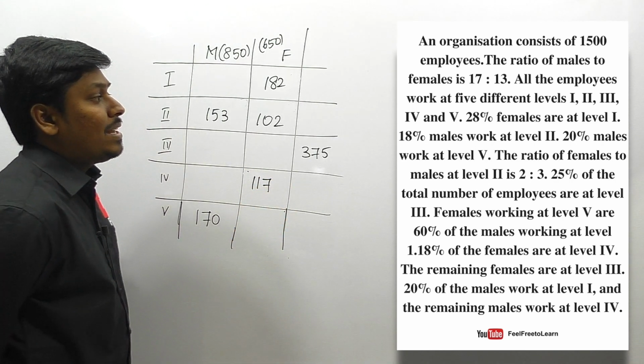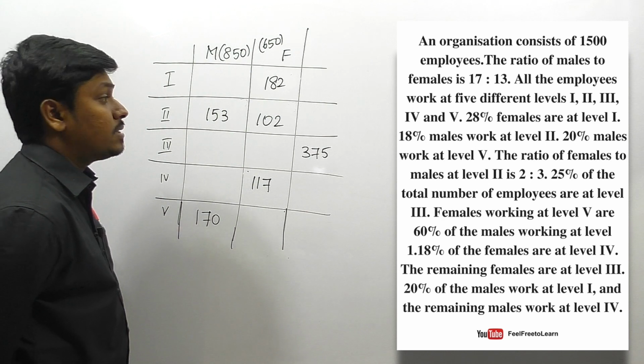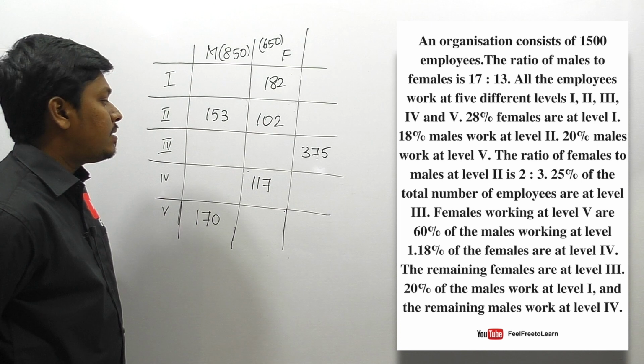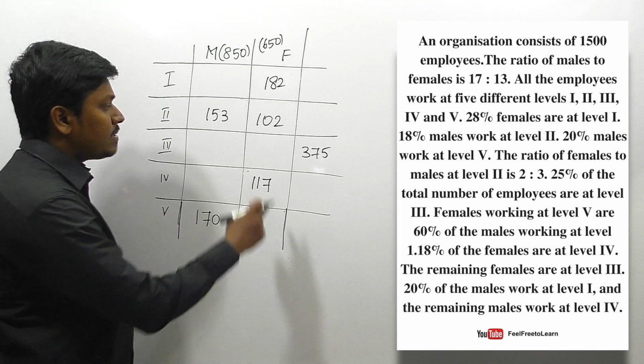Okay friends, next point is 60%. Okay, next point is the remaining females are at level 3. So the remaining females are at level 3.